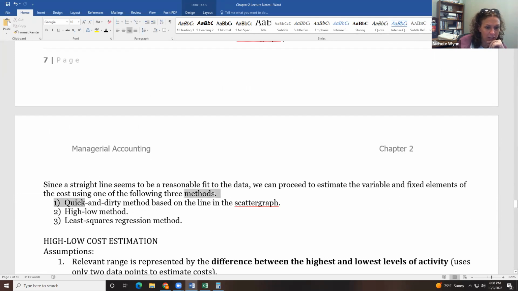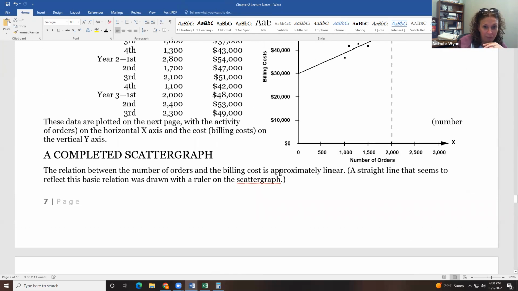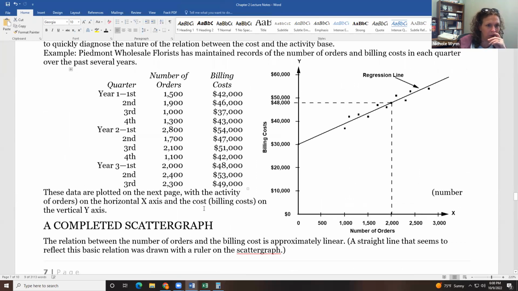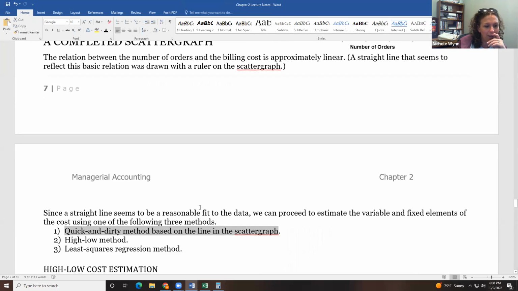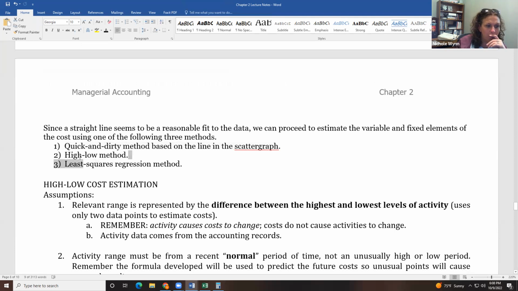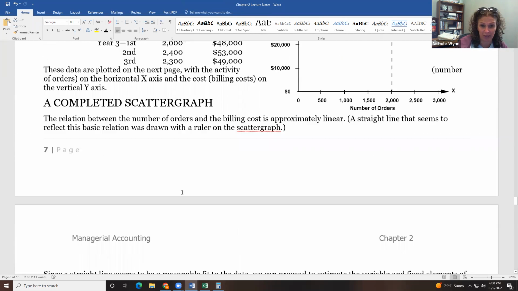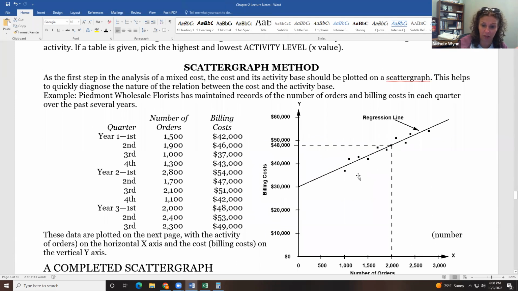Quick and dirty is just basing the line on the scatter graph. And so there it is, and it's done, right? The next method we're going to use is high-low. With the high-low method, you just take the highest point and the lowest point and you connect the dots. So this one is the lowest one and this one is the highest one. The line would not be the same as the line that's currently in there. So we would just take the high point and the low point, connect the dots, and create that as my cost equation.